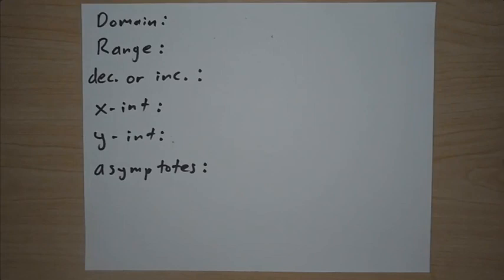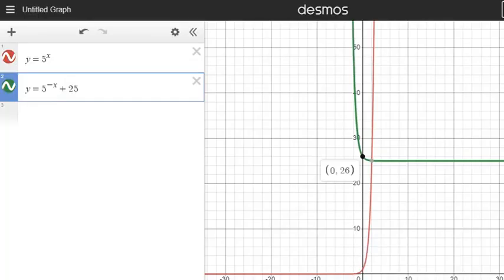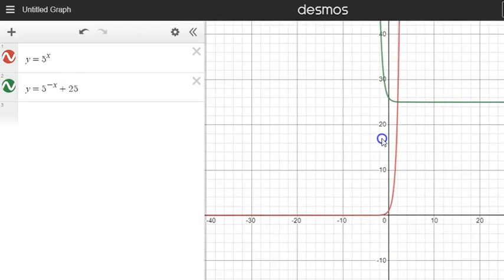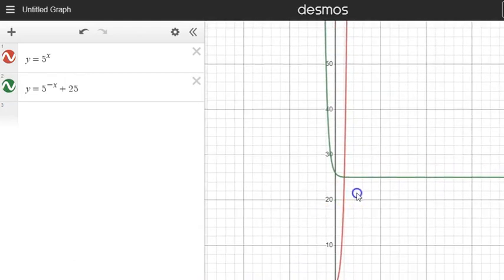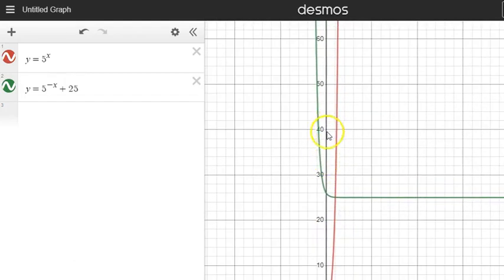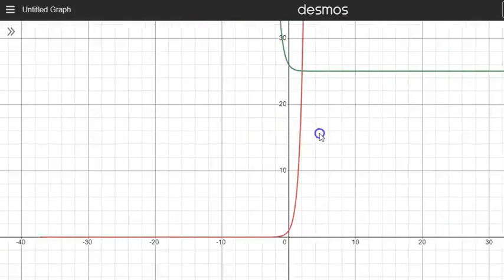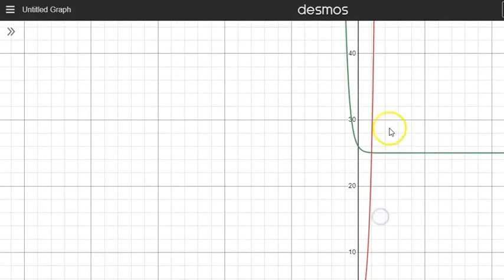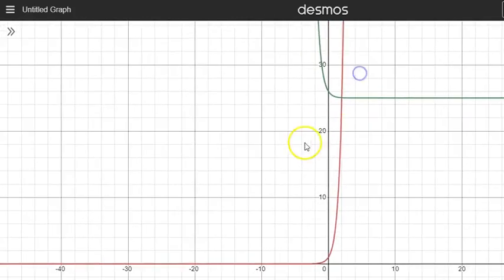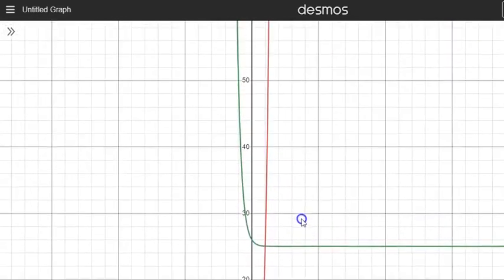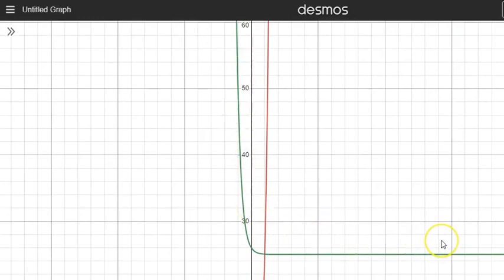So, once we look at our graph, we see here in red y equals 5 to the x, which is our basic function that we transformed to this function in green here, which is y equals 5 to the negative x plus 25. So our domain is our x values. And we can see that for an exponential function, the domain is negative infinity to positive infinity. It can be any x value. And that's including after it's been transformed. So our domain is negative infinity to positive infinity.